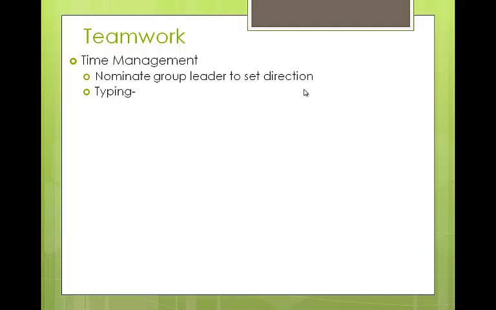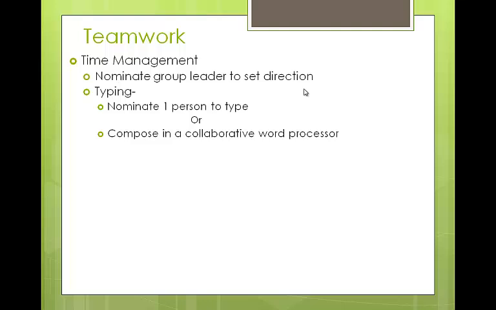Also, find somebody to type. You can either nominate one person to type up the information that you're researching and find, or if you can find a collaborative app, you can work together on an online word processor, and then that'll create your final one document that you'll turn in. Make sure that you keep everybody on target. People like to drift. There's not a lot of time. I'm not giving any extensions.